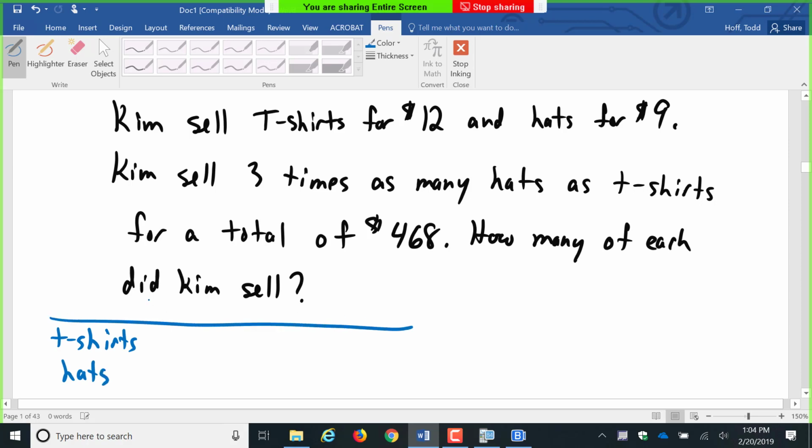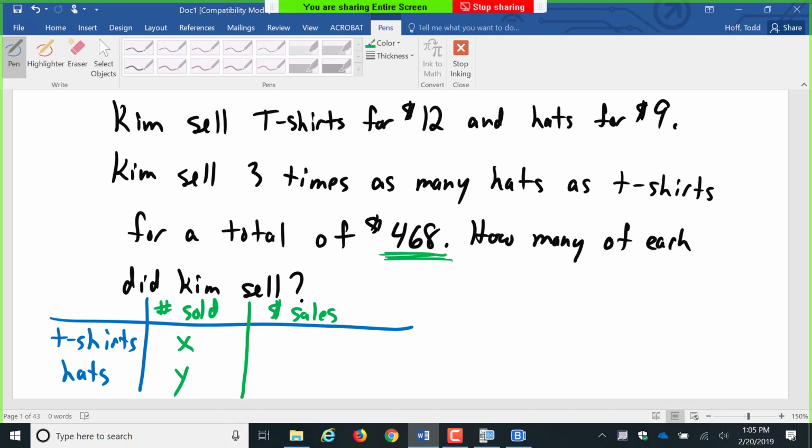But we actually got a couple of different things that we're describing in each of them. The first thing, what we're going to use our variables to describe, is the number sold. I'm going to let X be the number of t-shirts, Y be the number of hats. But we're not given the total number sold, we're given the total dollar amount raised, total revenue.